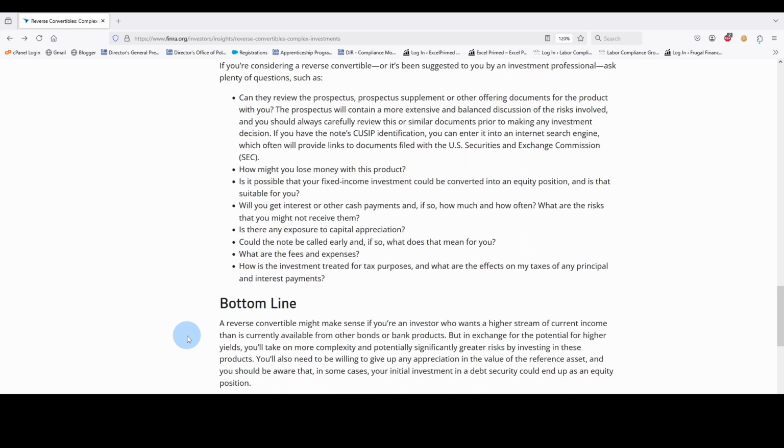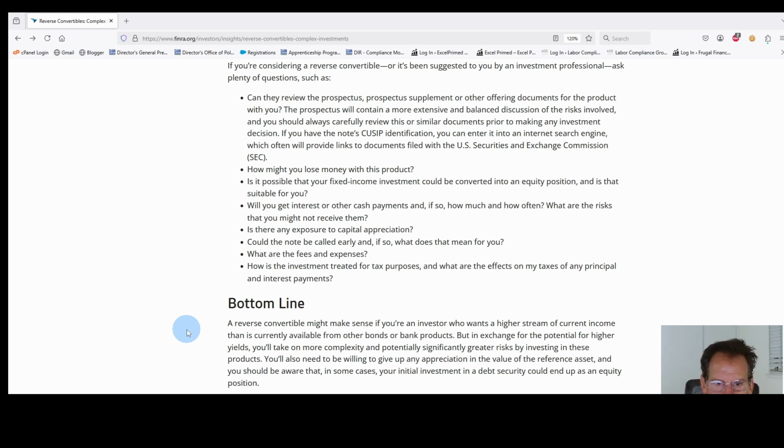Bottom line, a reverse convertible might make sense if you're an investor who wants a higher stream of current income that is currently not available from other bonds or bank products. But in exchange for the potential for higher yields, you'll take on more complexity and potentially significantly greater risks by investing in these products. You'll also need to be willing to give up any appreciation in the value of the reference assets, and you should be aware that in some cases, your initial investment in a debt security could end up as an equity position.